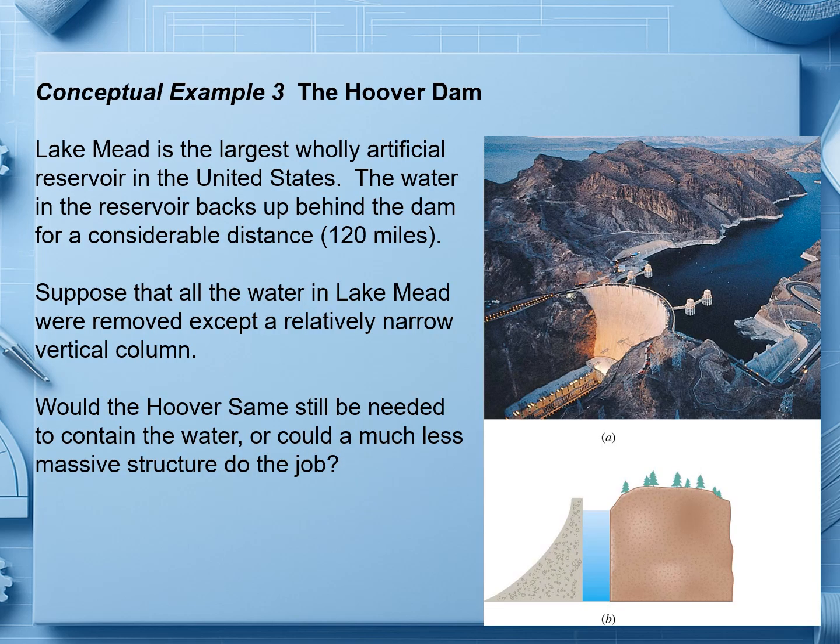Okay, so if we removed all but a narrow vertical column of water from Lake Mead, would we still need the Hoover Dam? I want you to research on this one and comment your answer for the question. This experiment helps illustrate that water pressure at a depth depends only on height, not on volume and width.